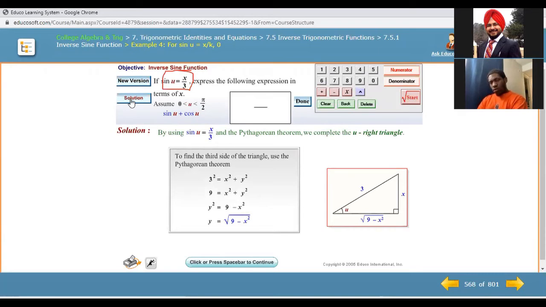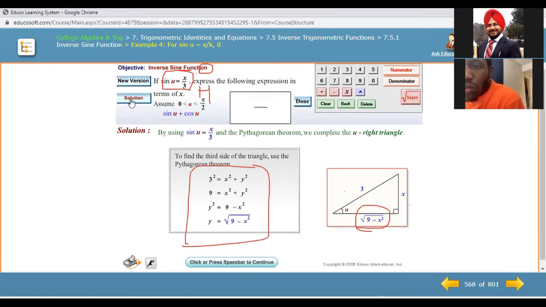If sine u equals x over 3, I draw a triangle. In this triangle, if this is the angle, x over 3, x is opposite, 3 is hypotenuse. Using the Pythagorean theorem, I calculate the third side. Third side is radical 9 minus x squared. This is how they use the Pythagorean theorem: 3 squared equals x squared plus y squared. They consider this as y initially.